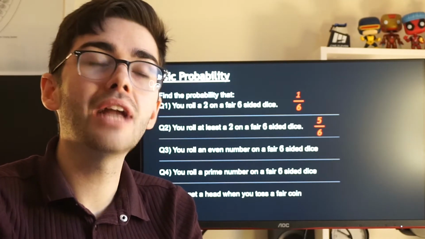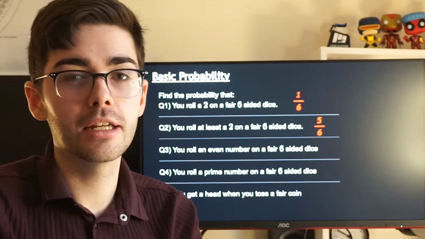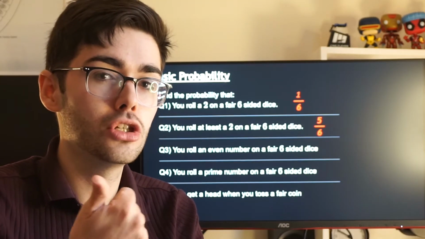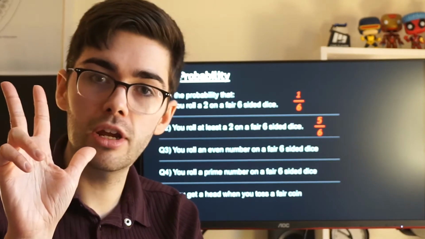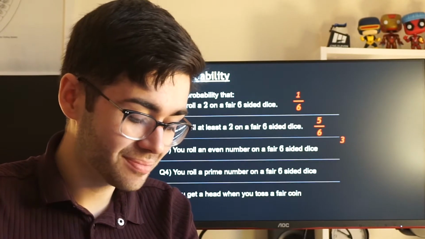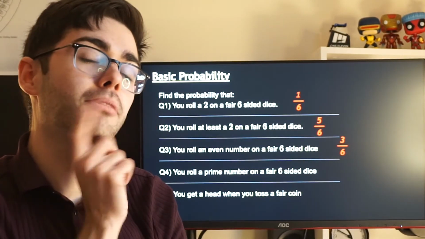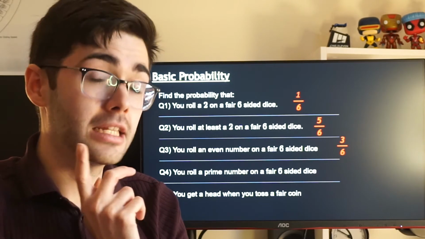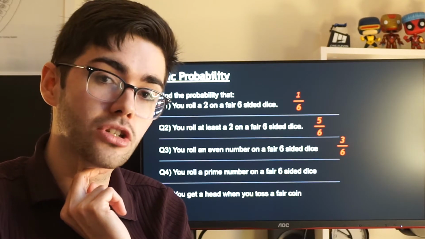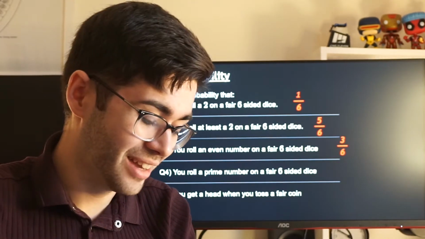What's the probability you roll an even number on a 6-sided dice? How many even numbers are there? 2, 4, 6. There's 3 of them. 3 out of 6. If I wanted to, could I simplify that probability? Yes, I could. 3 over 6 simplifies to a half. Well done if you said that at home.